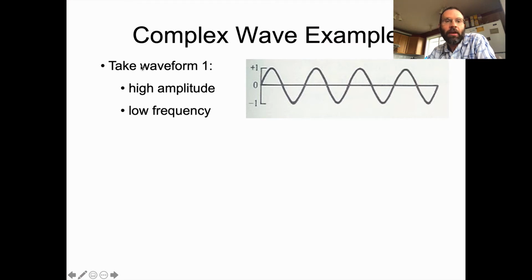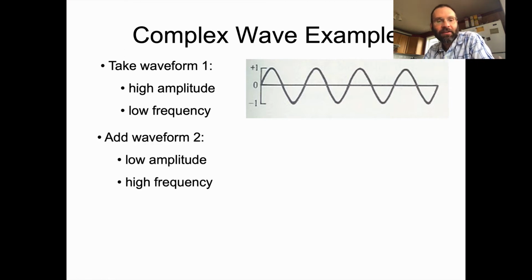So we have sine wave number 1, which has relatively high amplitude. It goes to a peak amplitude of +1. The opposite of that is -1. If your highest peak amplitude is 1, the minimum amplitude is going to be -1. They have to balance out. It's also low frequency, so it's only repeating 4 times in this time scale.